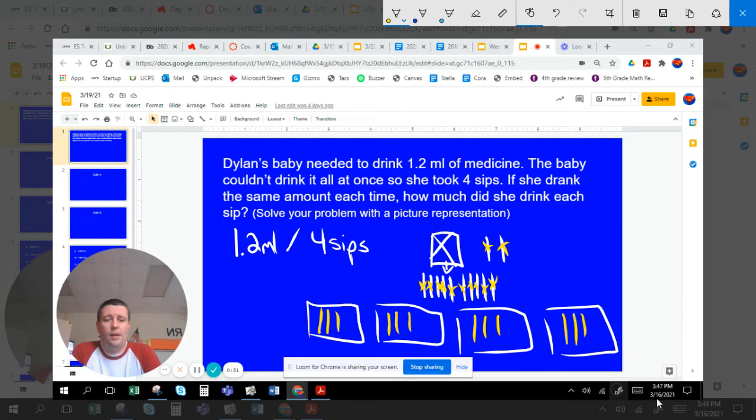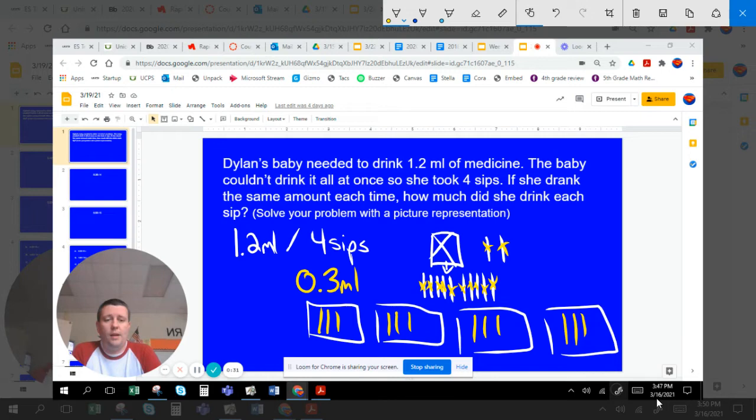Now I would take a look and see how much is in each group. I have 3/10 in each. They're all equal. I've divided them out. So I know that if I had 1.2 milliliters and I broke it up into 4 different sips, the baby would have to take 3/10 of a milliliter in each sip. That's how I would do it.